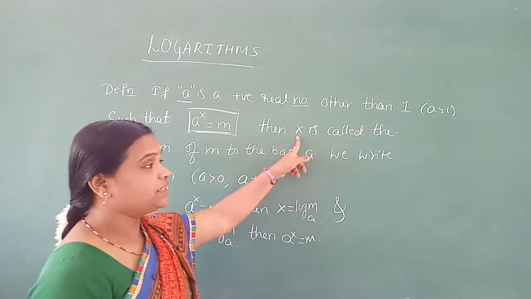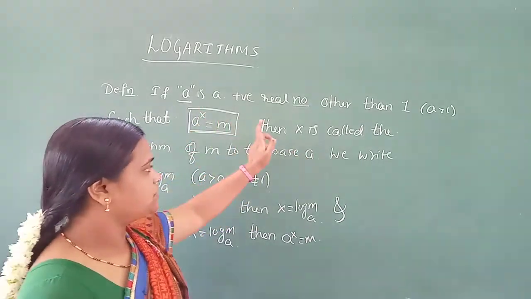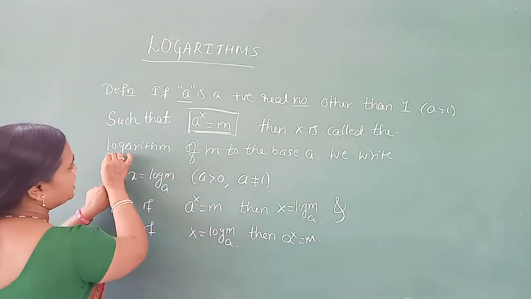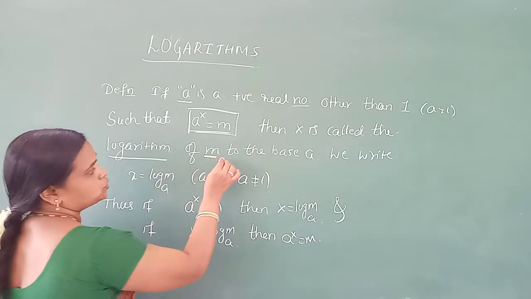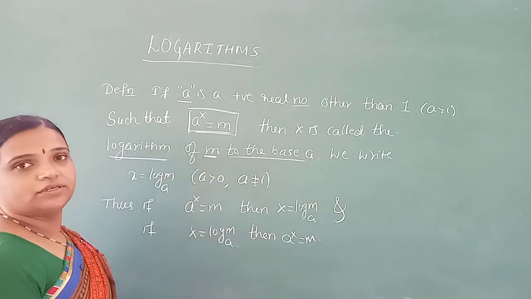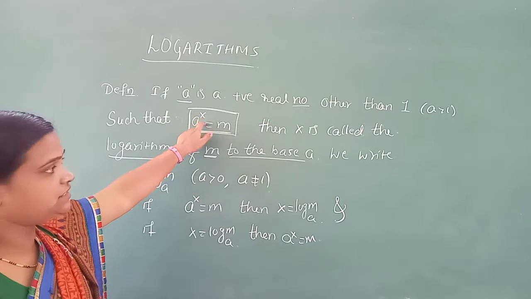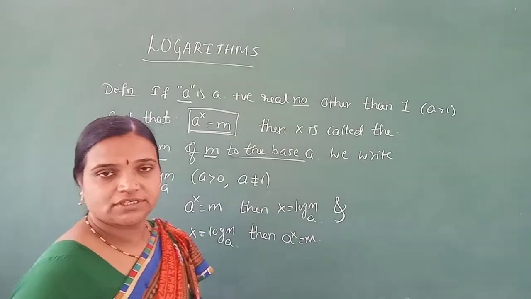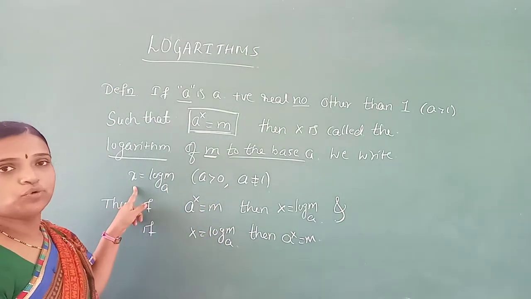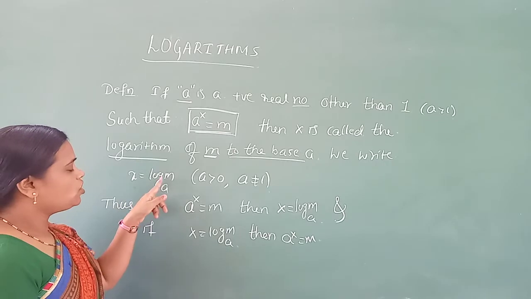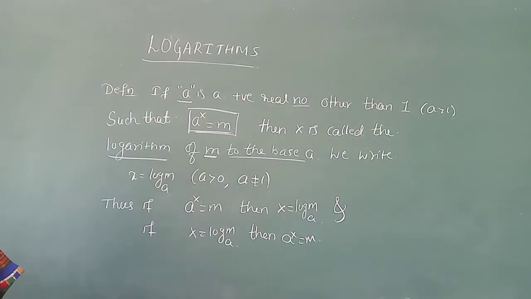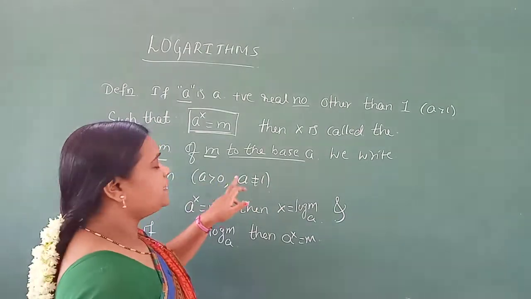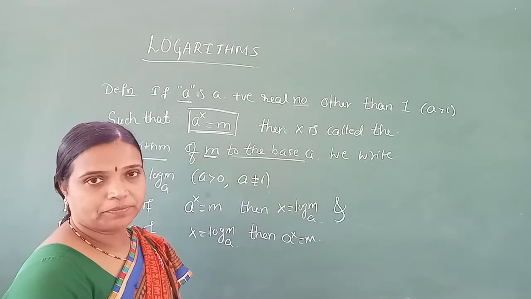Then x means power. Then x is called the logarithm of m to the base a. Did you understand? The power, this x, is called logarithm of m to the base a. And we write x is equal to log of m to the base a. Condition: a should be a positive number and a not equal to 1.